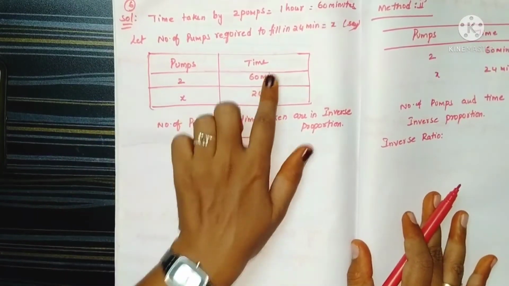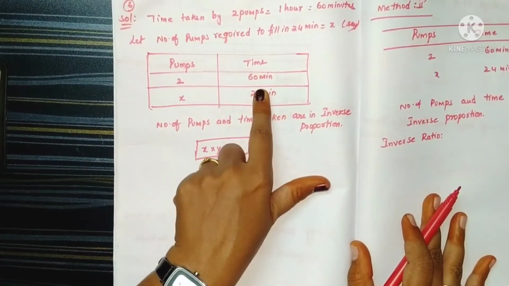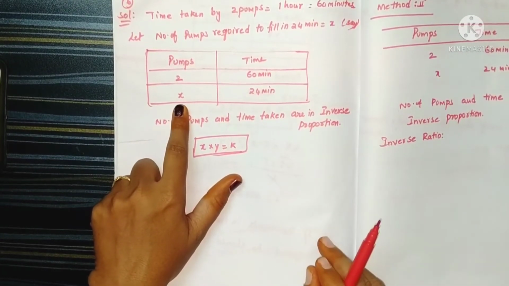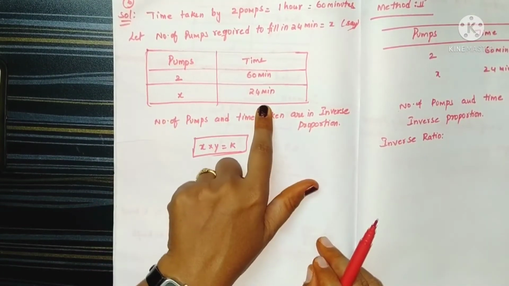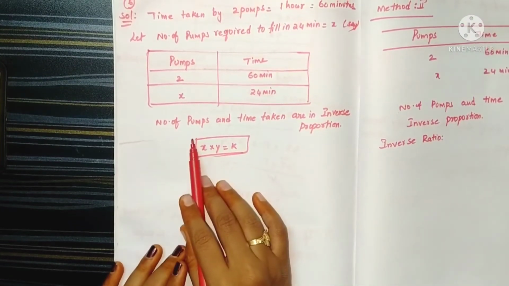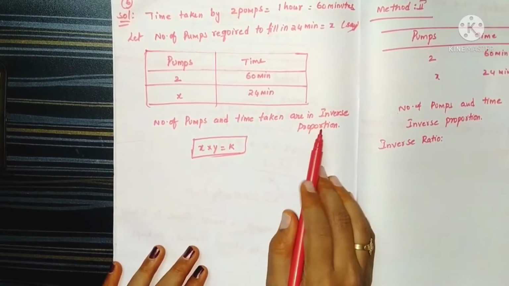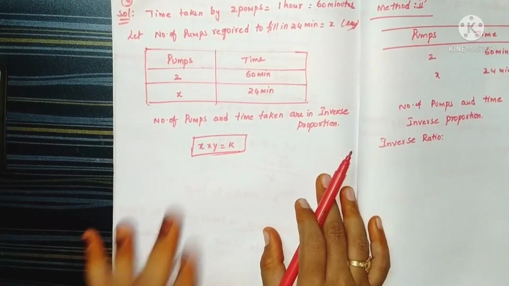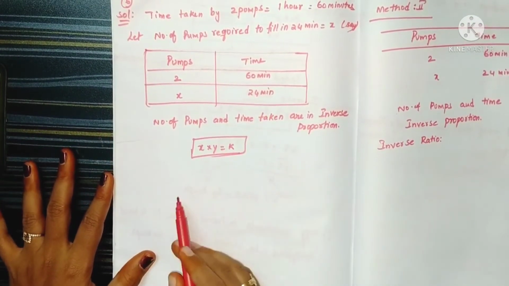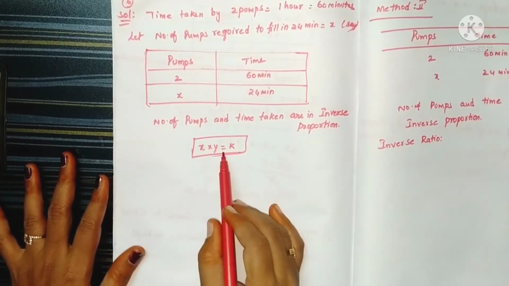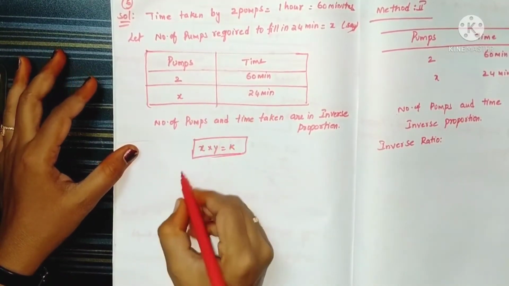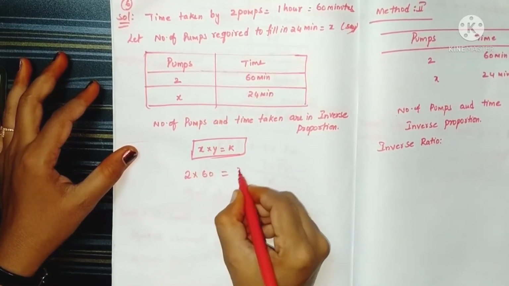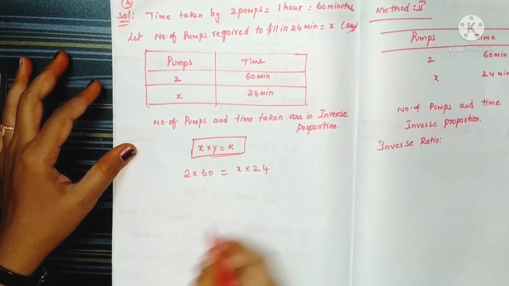So pumps, time. 2 pumps can fill in 1 hour, that is 60 minutes. And we don't know, we want to find out. So x, time 24 minutes. So number of pumps and time taken are in inverse proportion. Okay. So ఎక్కువ pumps అయితే తక్కువ time ఉంది కాబట్టి inverse proportion. Inverse proportion means x into y must be constant. So 2 into 60 is equals to x into 24.